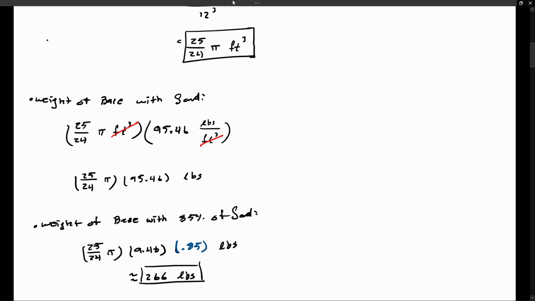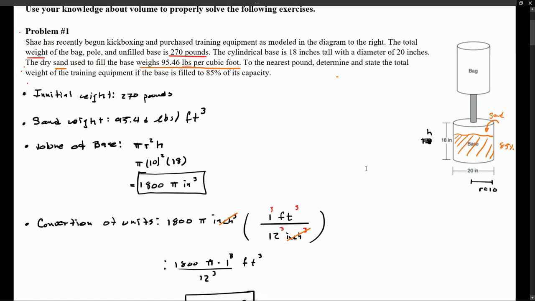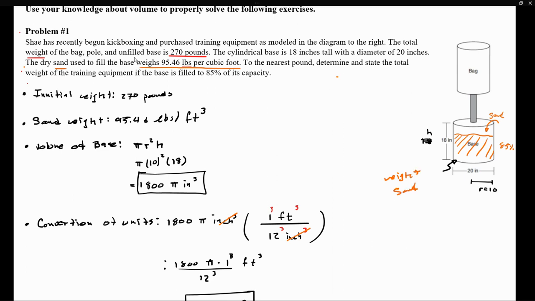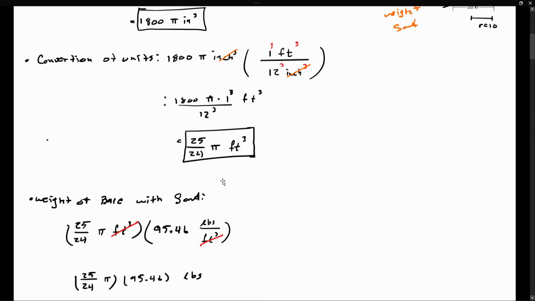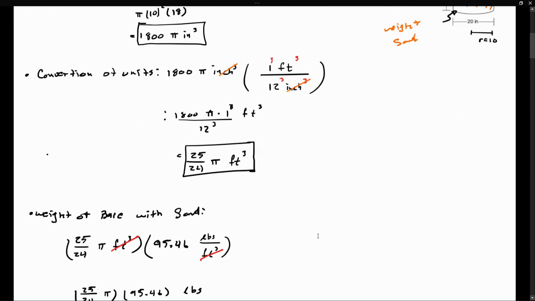So what we know so far is if we were to fill in sand on the base at a capacity of 85%, then the weight of the sand is going to be approximately 266 pounds.